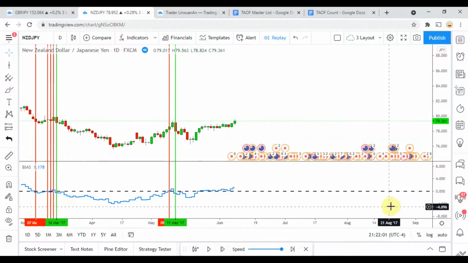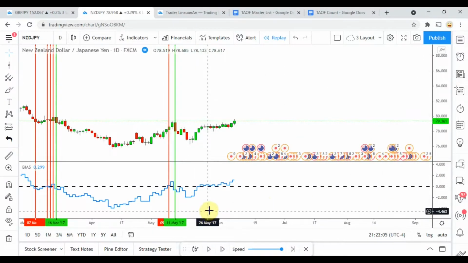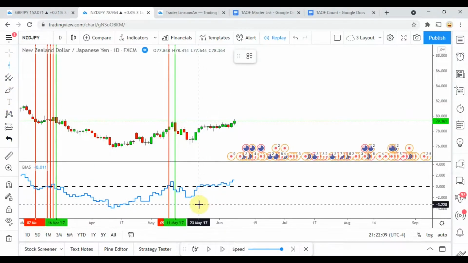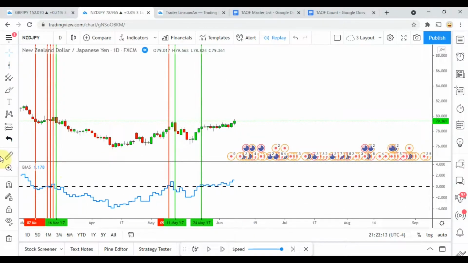So continue on with it here. Let's double check. All right, so we pick up a long right there on that one. Looks like it holds relatively steady and does eventually get us up there to take profits.